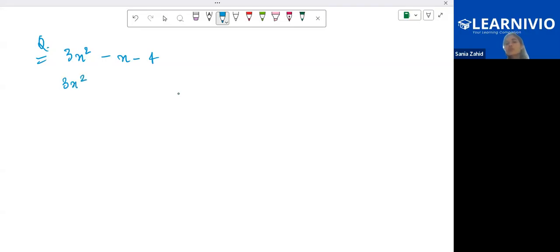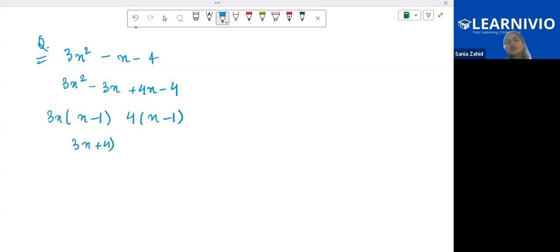Okay, so first you're going to do middle term splitting. On multiplication of the first and the last term you get 12. 12 can be factored as 3 into 4. You can do 3x square minus 3x plus 4x minus 4, right? So now this shall give you 3x common, x minus 1. Here you take 4 common, x minus 1. So you get 3x plus 4 and x minus 1. Now we should check the positive and negative signs.